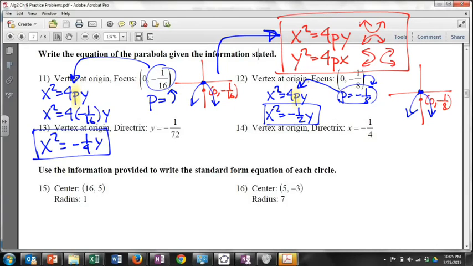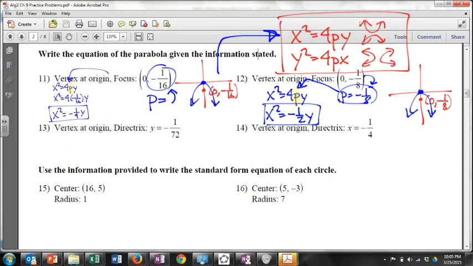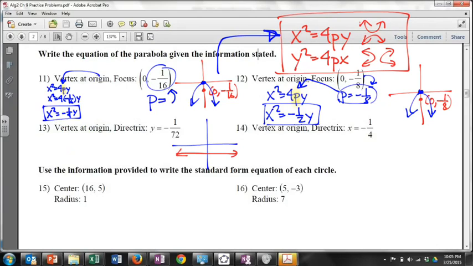Let's go to number 13. Let's draw this one out. It's a little different. It's the directrix. So, y is equal to, think of it as y is always -1/72.